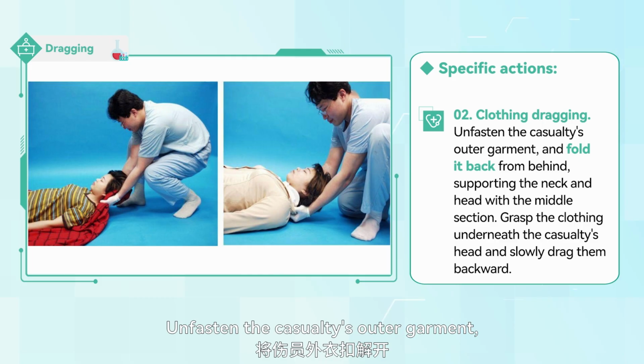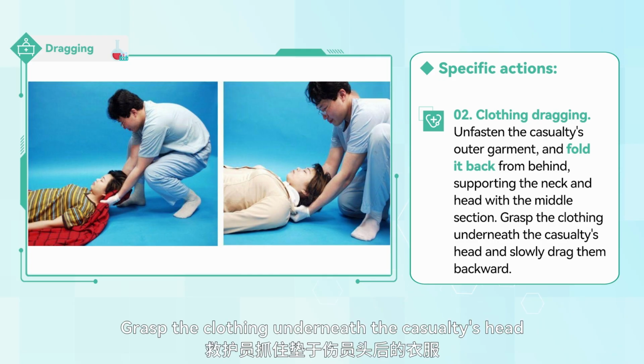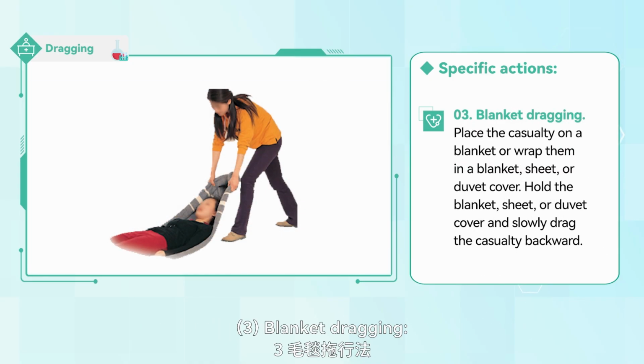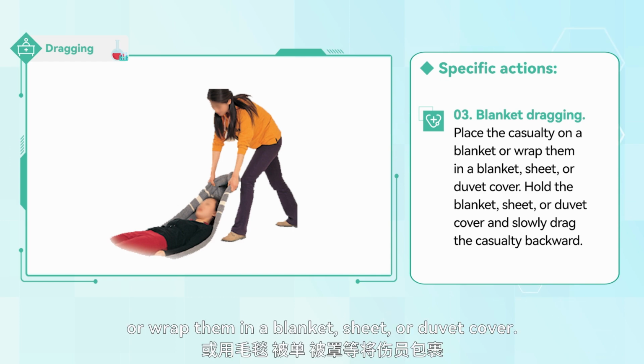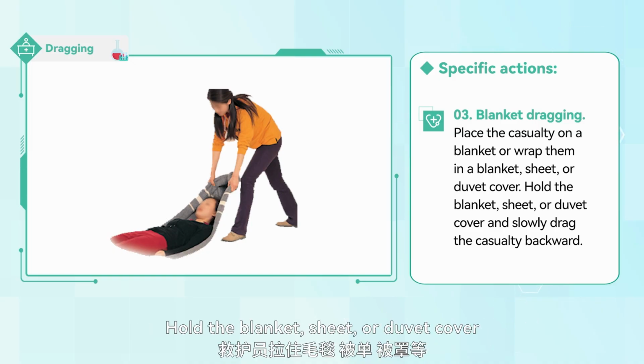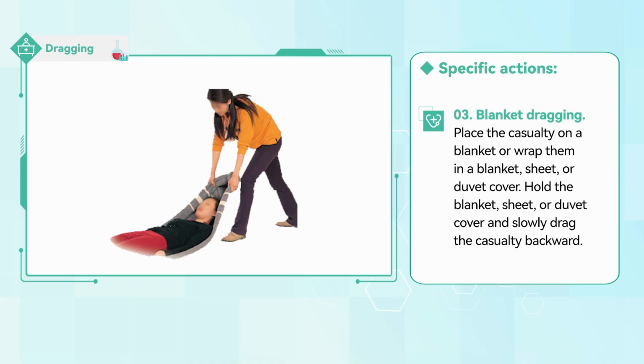2. Clothing dragging. Unfasten the casualty's outer garment, and fold it back from behind, supporting the neck and head with the middle section. Grasp the clothing underneath the casualty's head and slowly drag them backward. 3. Blanket dragging. Place the casualty on a blanket or wrap them in a blanket, sheet, or duvet cover. Hold the blanket, sheet, or duvet cover and slowly drag the casualty backward.